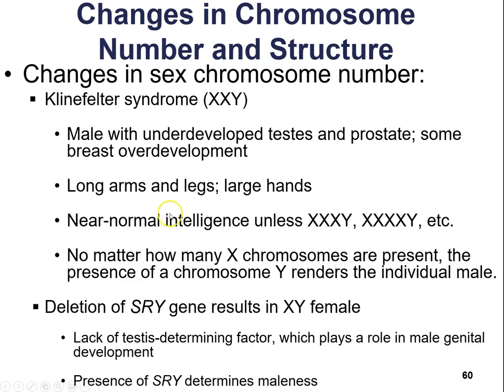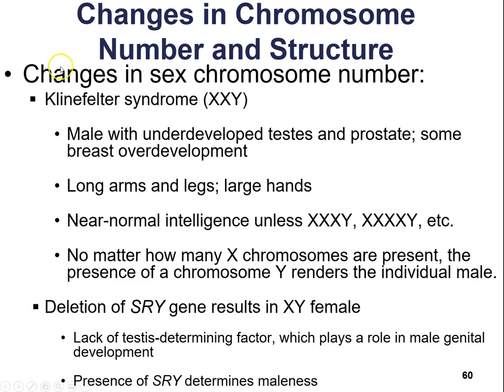If we talk about another syndrome called Klinefelter syndrome, here you're a male, right? Because you contain the Y chromosome. So if you have the Y chromosome, you're considered a male, okay? In this case, the male has two X chromosomes and a Y. Normally a male would have one X chromosome and one Y chromosome. So in this case, the male has underdeveloped testes, right? And prostate, some breast overdevelopment, again because of the presence of these two X chromosomes, long arms, long legs, large hands, near normal intelligence. Again, it's not going to really affect the nervous system or the intelligence level.